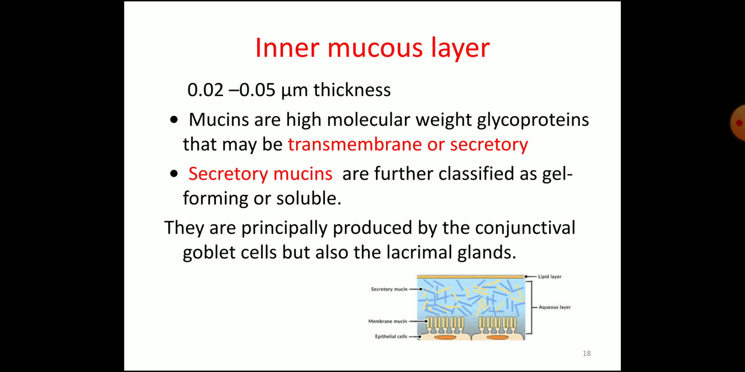Now the innermost mucus layer, 0.02 to 0.05 micrometer thickness. Mucins are high molecular weight glycoproteins that may be transmembrane or secretory. Secretory mucins are further classified as gel forming and soluble. They are principally produced by the conjunctival goblet cells but also by the lacrimal glands.